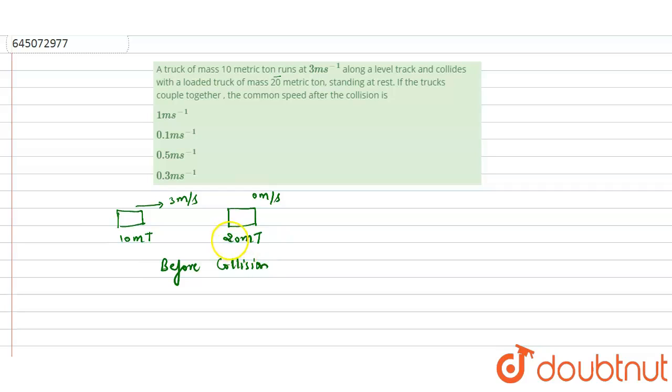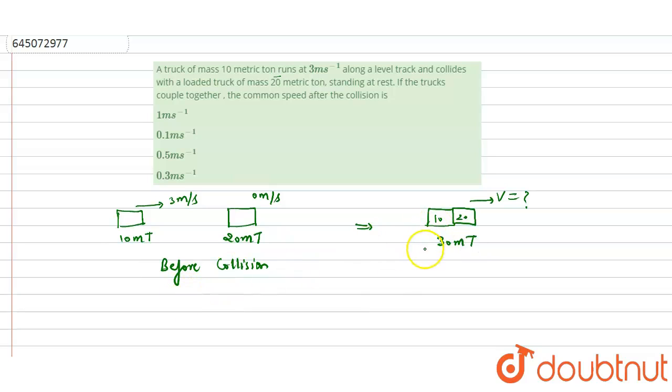Now the collision takes place between both of these trucks, so this is the condition after the collision. They combine together and move with a constant speed, and they both move with the same speed. So let us consider this speed to be v, and we have to find the velocity of this coupled truck. So we have to find the value of v. This has mass 10 metric ton and this has mass 20 metric ton, so the total mass will be equal to 30 metric ton.